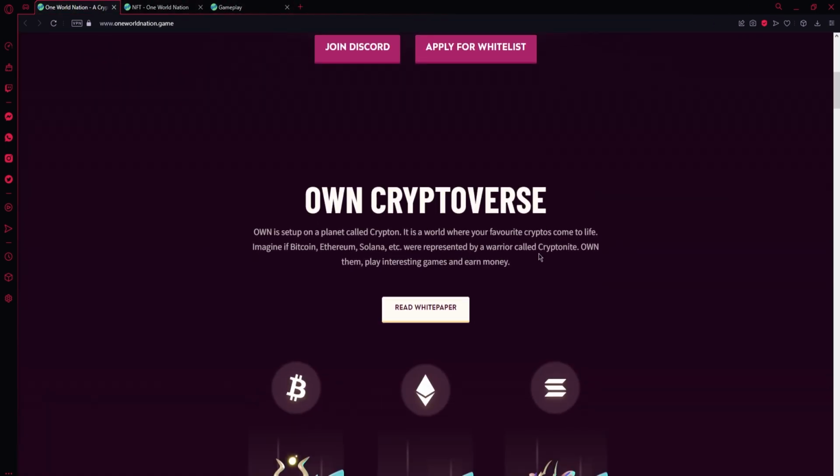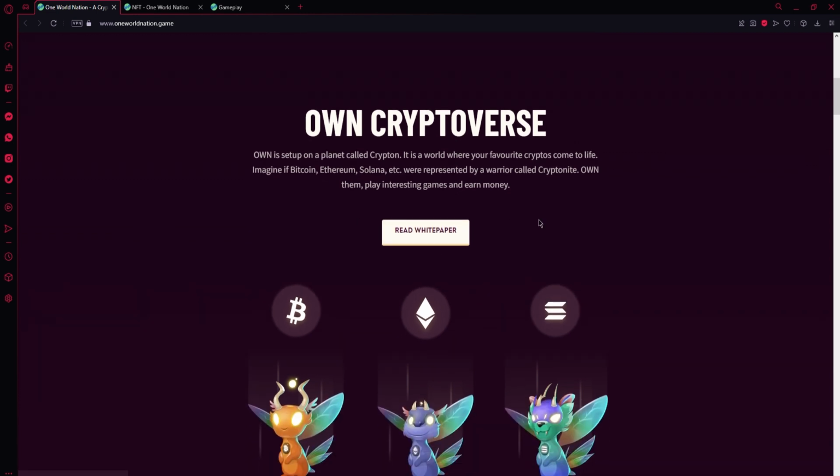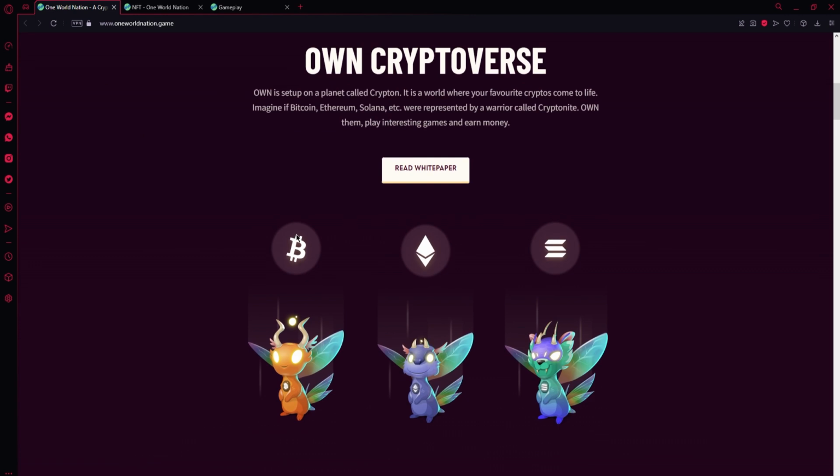Let's go with more details about the project. On Cryptoverse, OWN is set up on a planet called Krypton. It is a world where your favorite cryptos come to life. Imagine if Bitcoin, Ethereum, Solana, etc. were represented by a creature called a Cryptonite. Own them, play interesting games and earn money. You can visit their white paper here, guys.